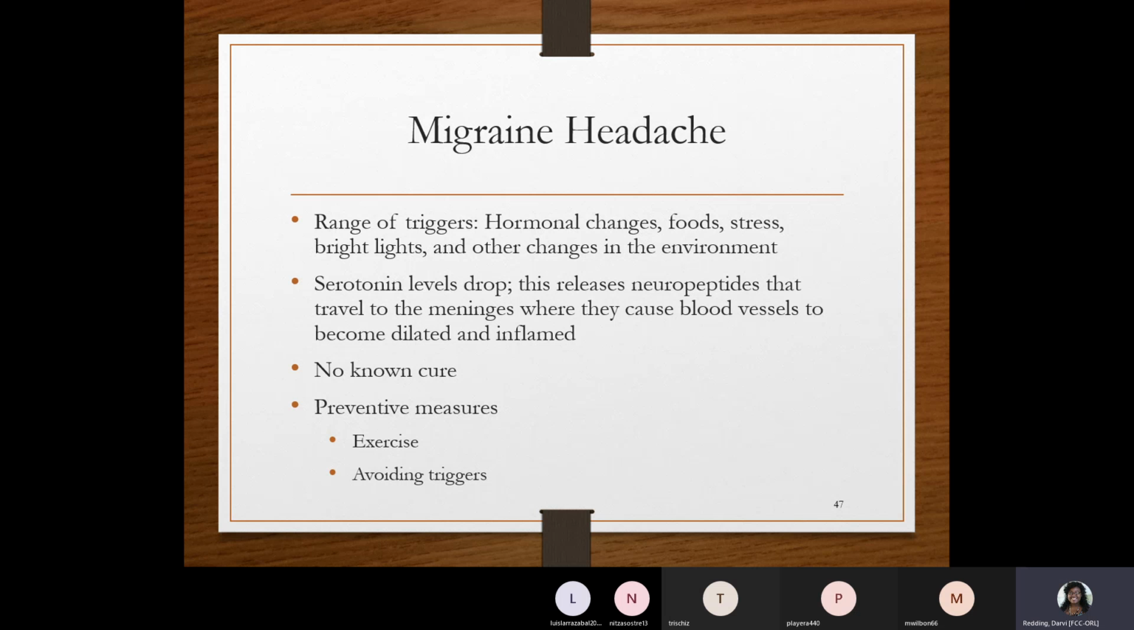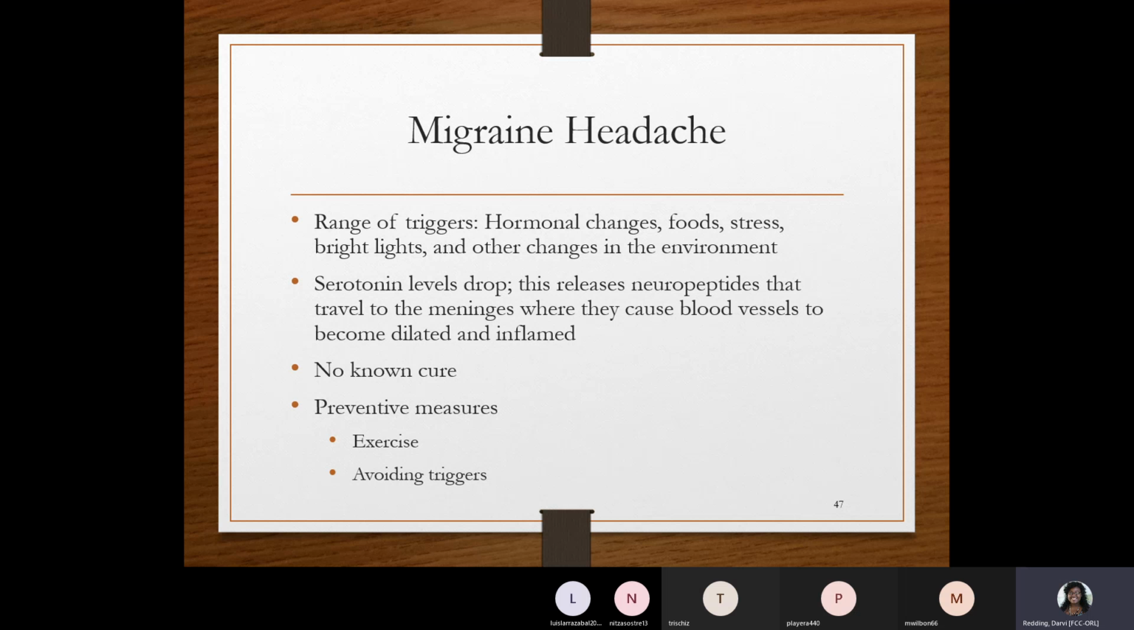So now that I've talked about some of the conditions, we've talked about multiple sclerosis, we've talked about Parkinson's disease, we talked about Alzheimer's disease, we talked about polyneuropathy. The next condition of the nervous system I'm going to talk about is a person experiencing migraine headaches. And so a person experiencing migraine headaches, this is going to happen based on a range of triggers. It could be anywhere from hormonal changes, food, stress, bright lights, or other changes in the environment.